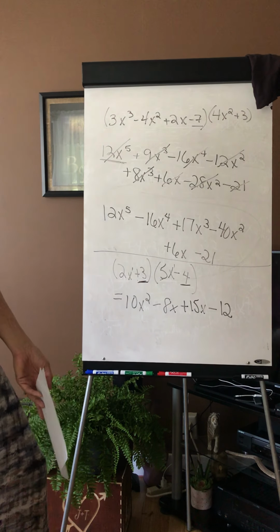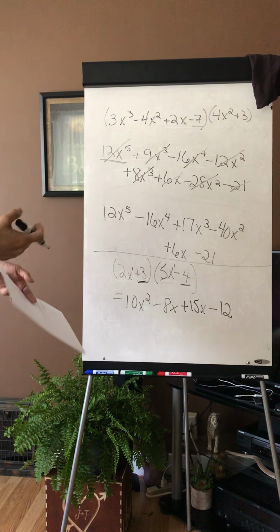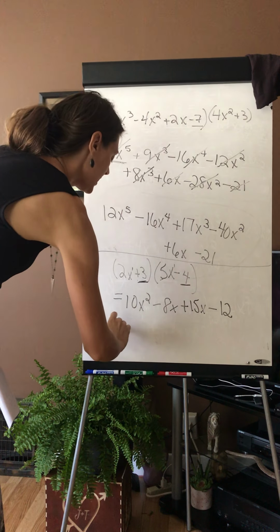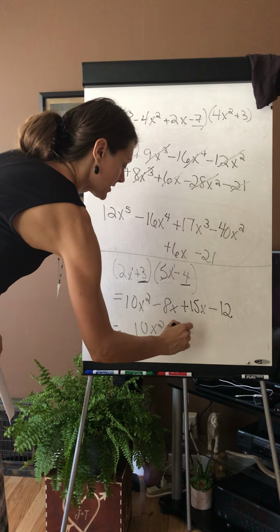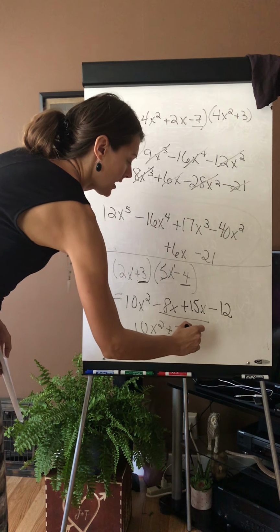You'll notice I can combine those 2 middle terms because they both have an x. So the final answer will be 10x squared plus 7x when I add these 2 together, and then -12.